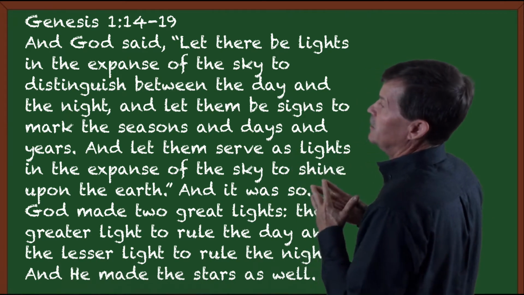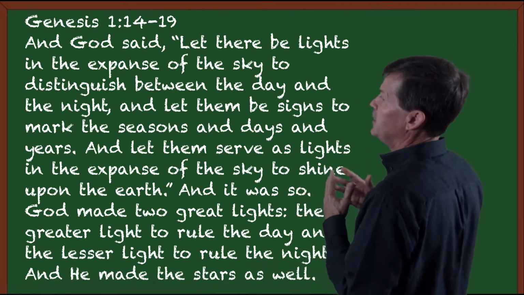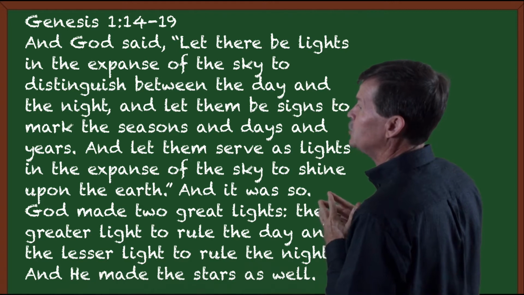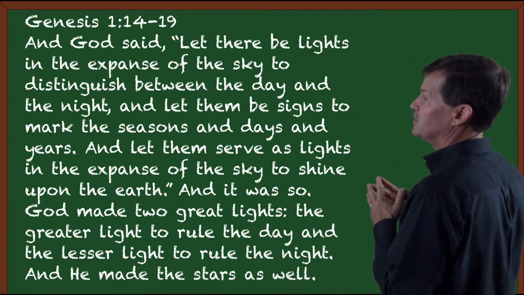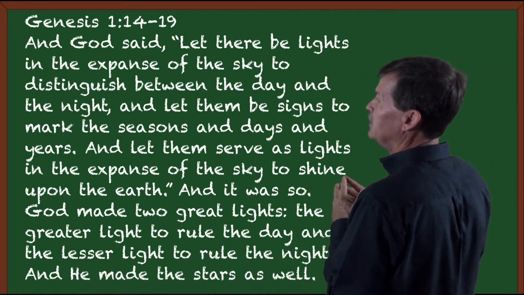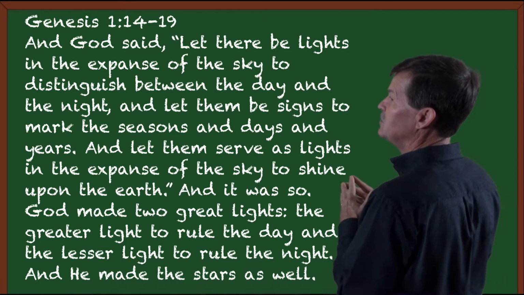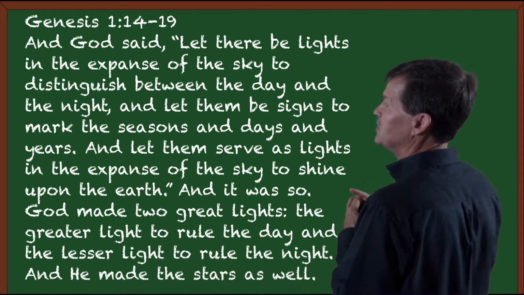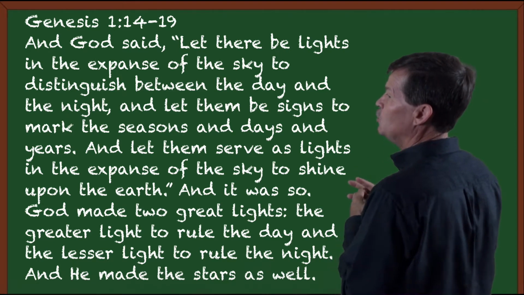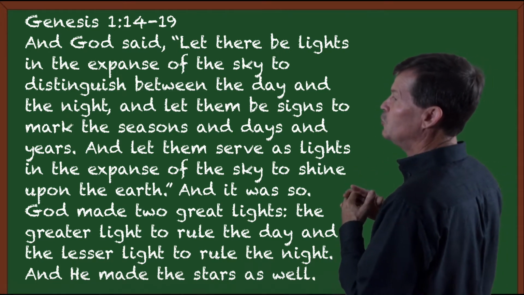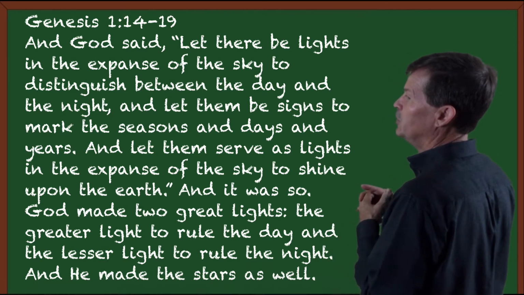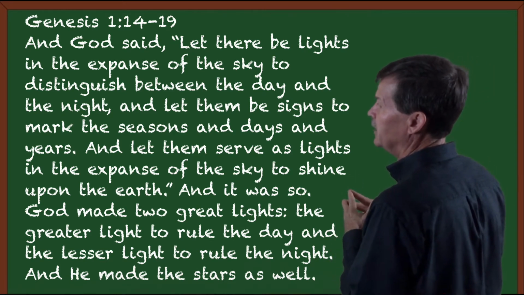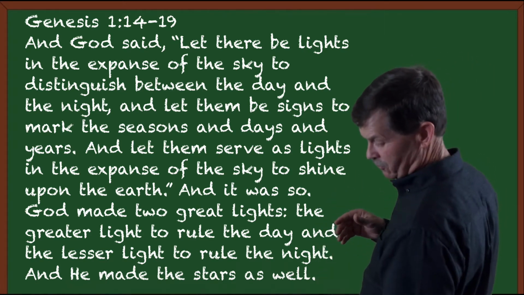And God said, "Let there be lights in the expanse of the sky to distinguish between the day and the night. And let them be signs to mark the seasons and days and years. Let them serve as lights in the expanse of the sky to shine upon the earth." And it was so. God made two great lights, the greater light to rule the day and the lesser light to rule the night. He made the stars as well.